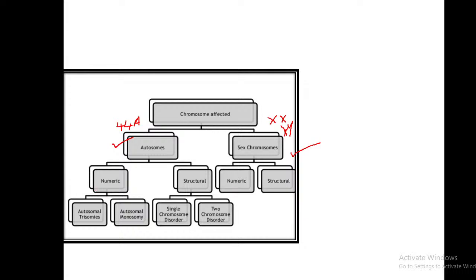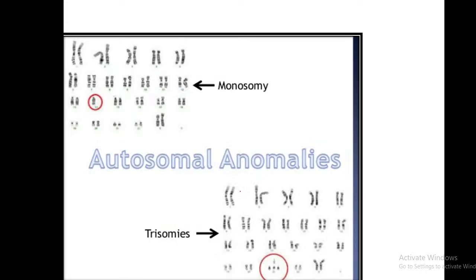Now, if there is a numerical change, the change is in the number of autosomes, and such an anomaly is known as autosomal trisomies. The different types of numerical anomalies in the autosomes are autosomal trisomy and autosomal monosomy. If it is in the structure, it is a single chromosome disorder or 2 chromosome disorder. These are the broad classifications based on the chromosome which is affected, either autosomes or sex chromosomes.